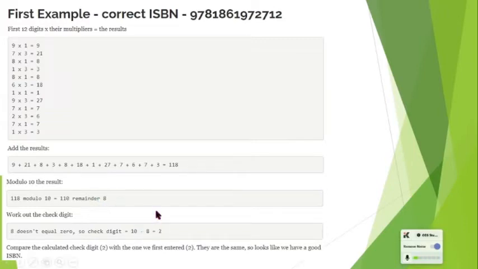So, yung check digit natin is 2. So, compare the calculated digit 2 with the one we entered, 2. They are the same. So it looks like we have a good ISBN. So correct. Okay? So yun lang yan. Now let's go with the next slide.